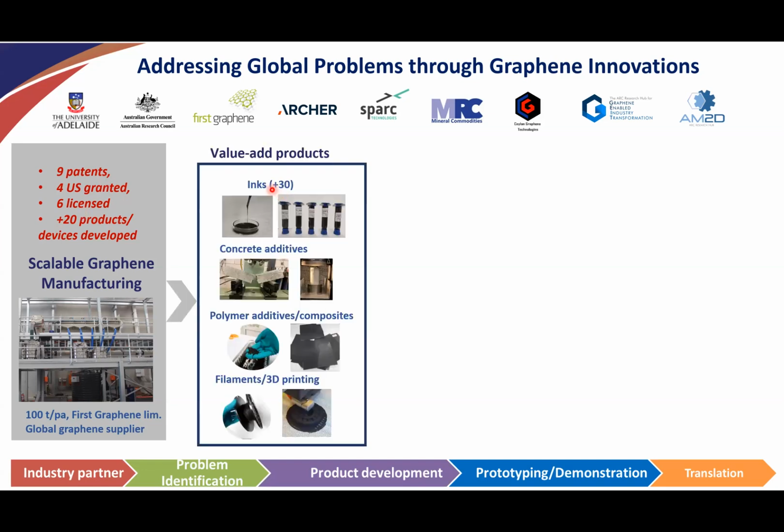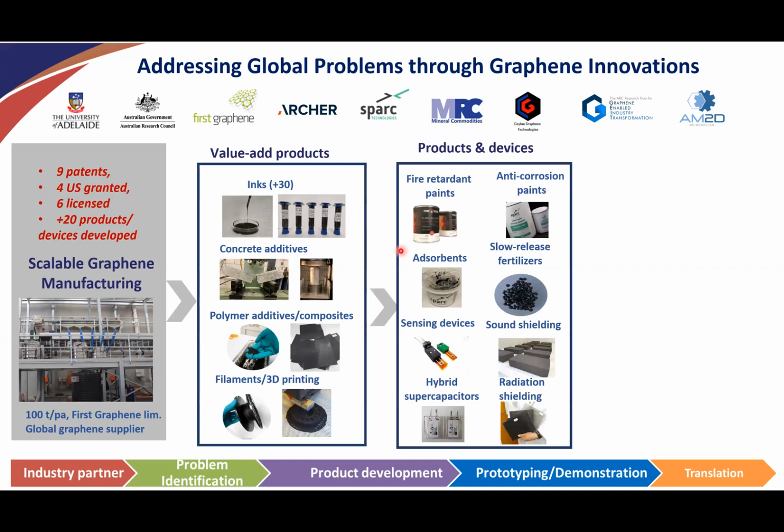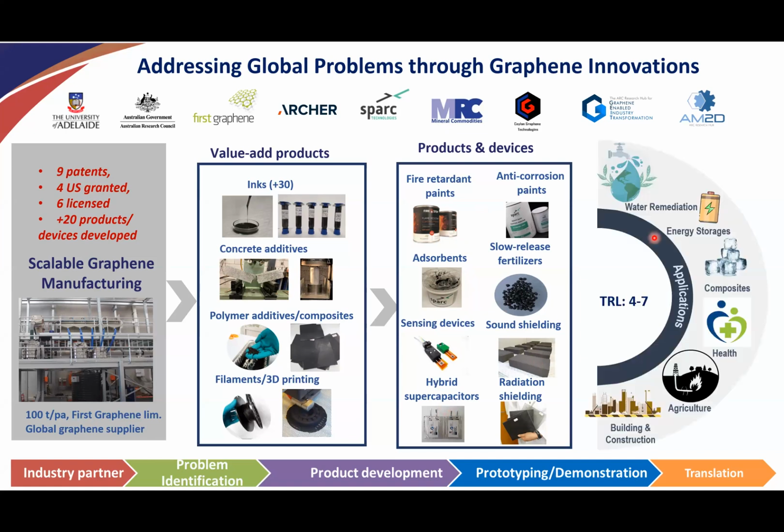This also includes a broad range of value-add graphene materials such as inks, additives, master batches, filament, and so on. We develop specific products for our industry partners, such as paint for protective coating, adsorbents, fertilizers, sensors, electrodes, and so on, which are used for a broad range of different applications, and some products are on the market and some are at the last stage of development.